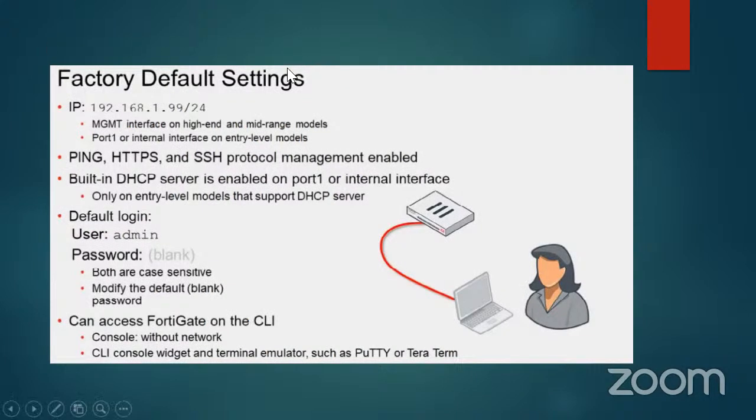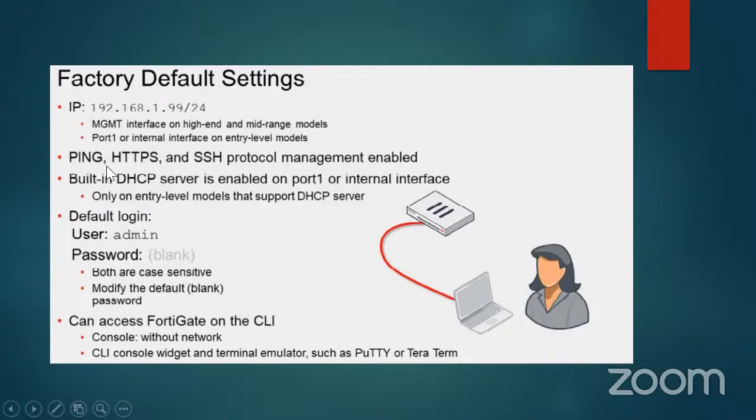Now your factory default settings. Usually, whenever your firewall comes to you as a new device, the default IP of the firewall will be 192.168.1.99. Usually, whenever you employ an Airtel or a Jio Wi-Fi in your home, and you directly connect a LAN cable to it, you may find the default IP probably written at the back. Similarly, on FortiGate also, you'll find a default IP in order to manage the device for the very first time.